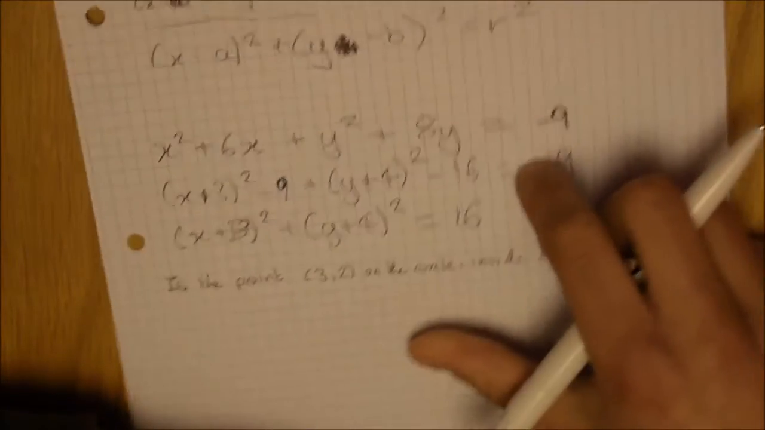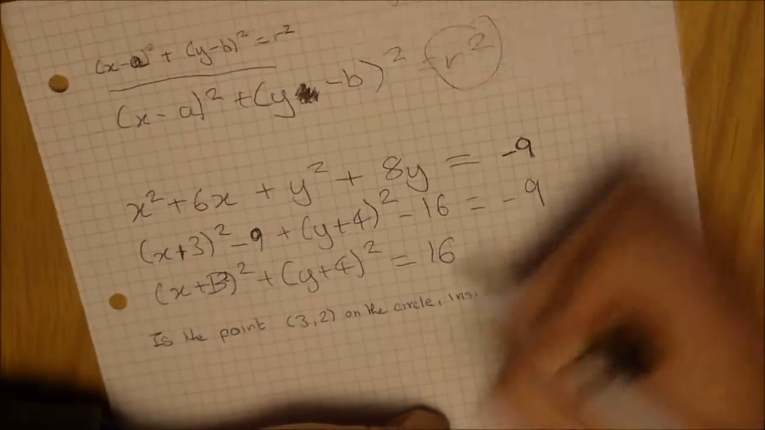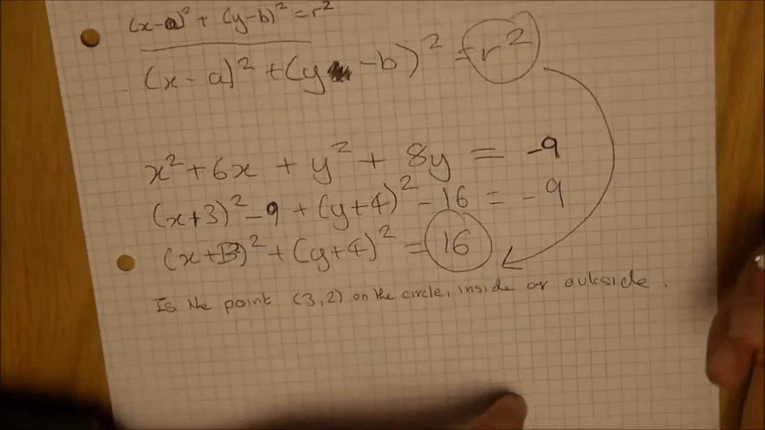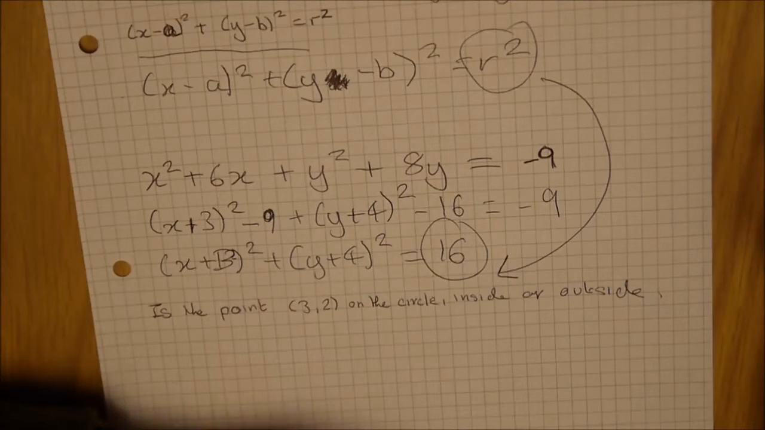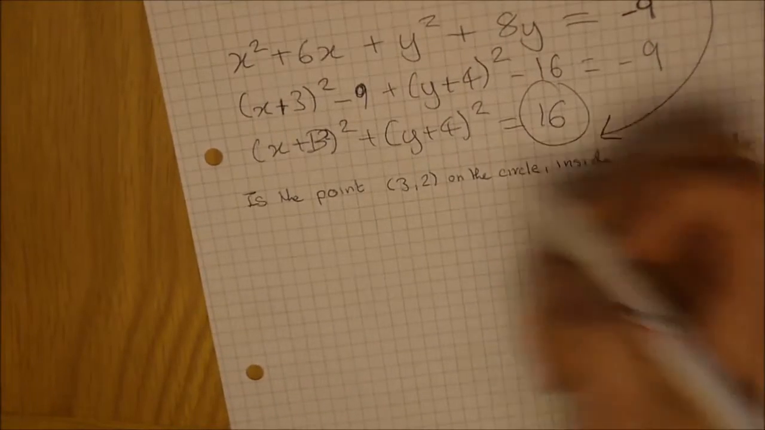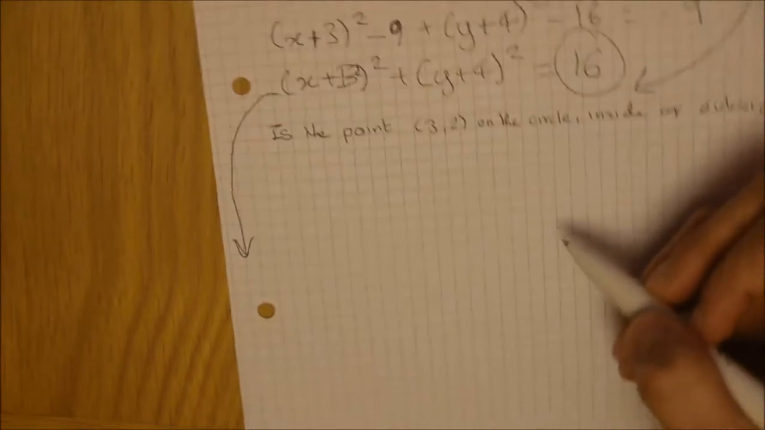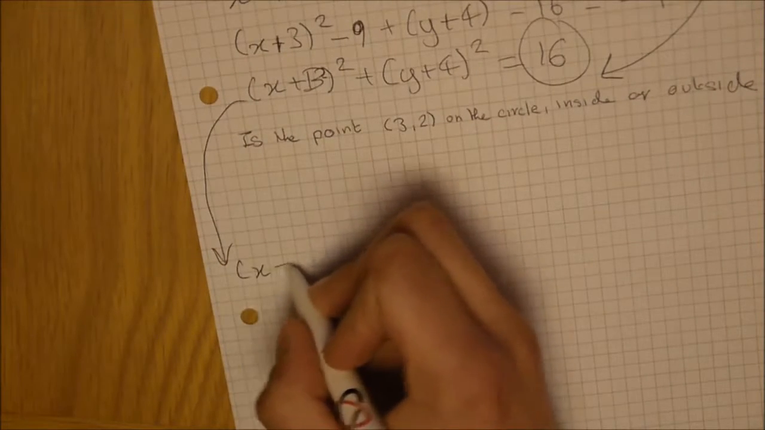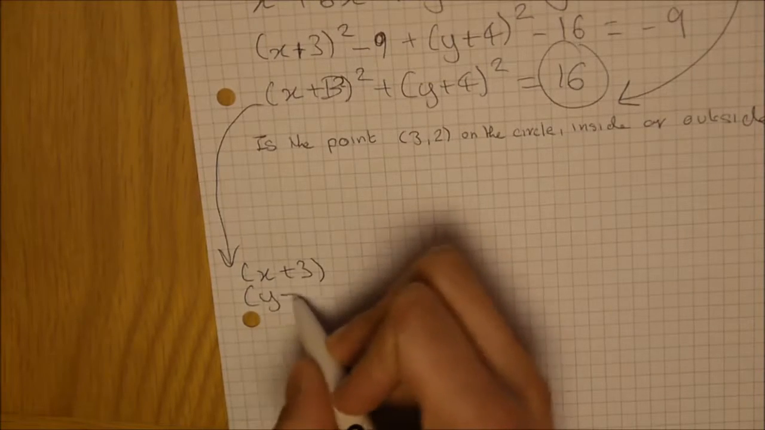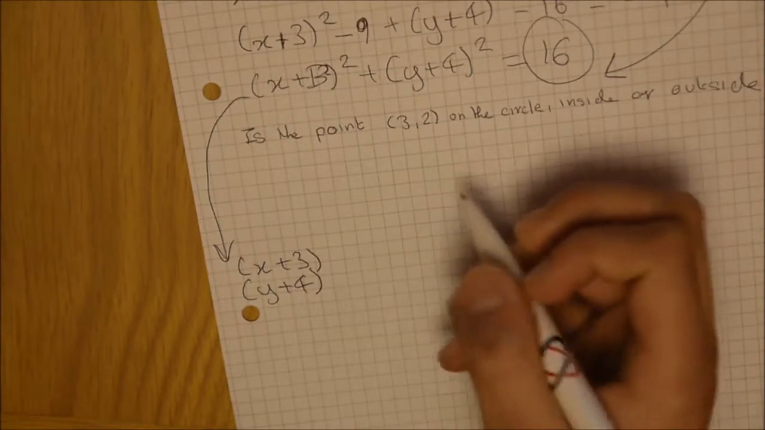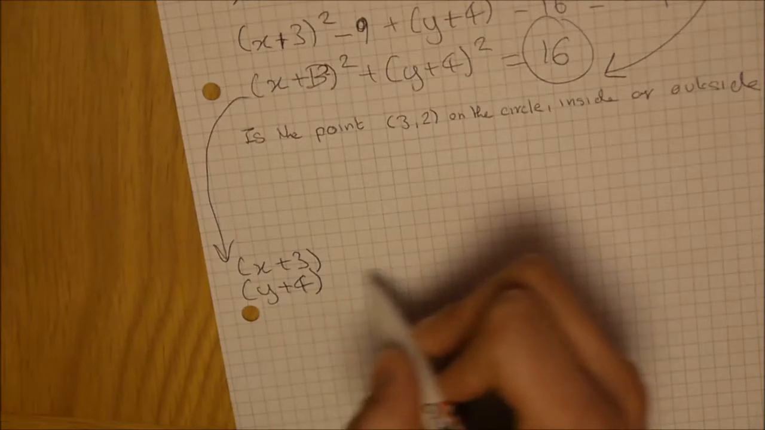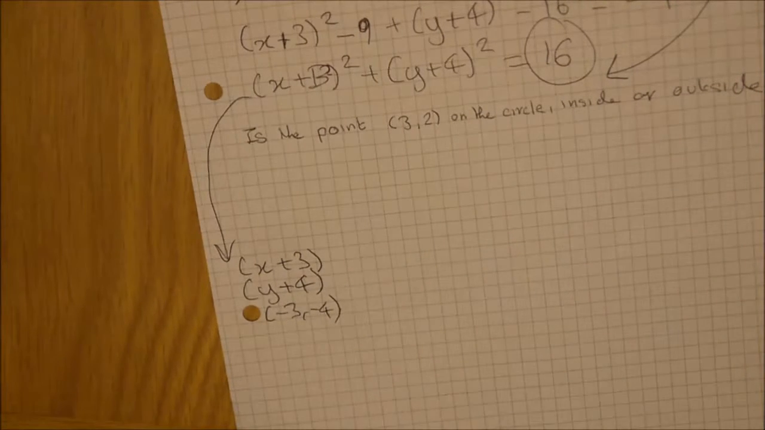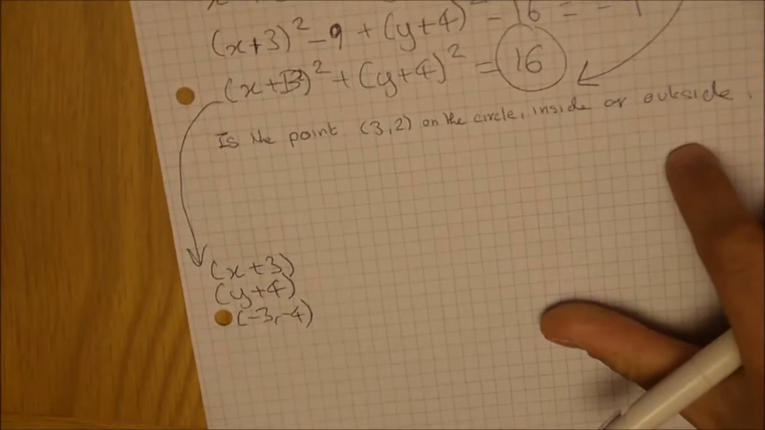Now, as you can see, 16 would be r squared in this example, and therefore the square root of 16 is 4. Well, it also is minus 4, but you obviously can't have a minus radius. What you've got to remember is you need to find the centre point of a circle. Now, we have x plus 3 and y plus 4. So, what makes 0 in each of these cases? Well, minus 3 plus 3 is 0, minus 4 plus 4 is 0, therefore the centre point is minus 3, minus 4.